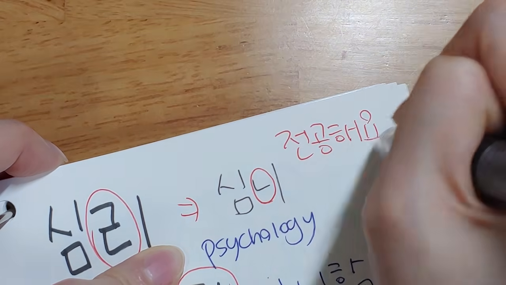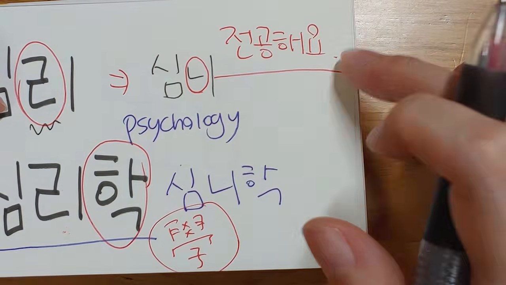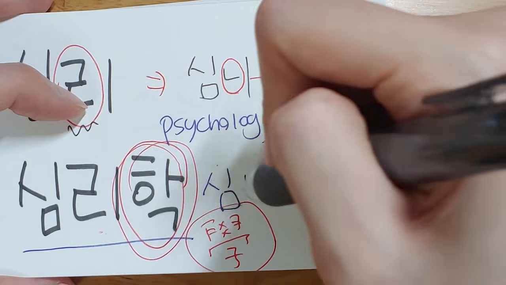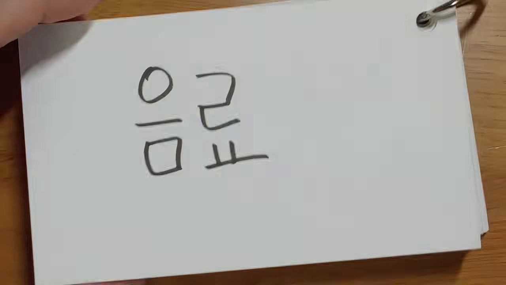전공해요 means I major in something. And if you say 저는 심리학을 전공해요, it means I major in psychology. We use 학 to mean that that is the name of the studies that I'm studying. This one as well.